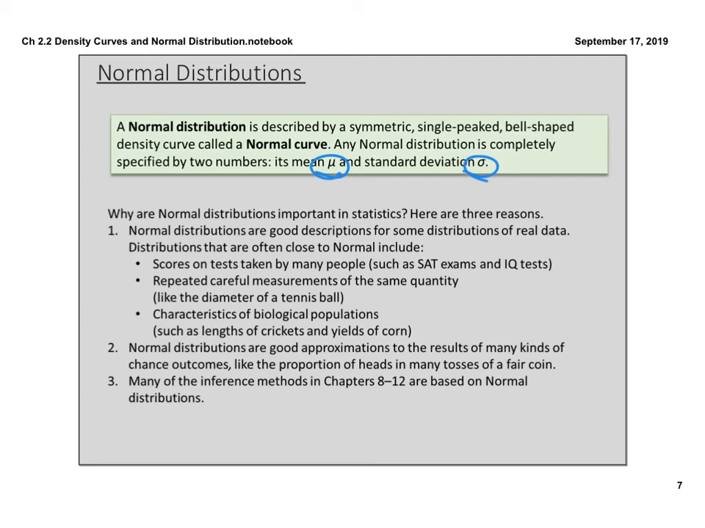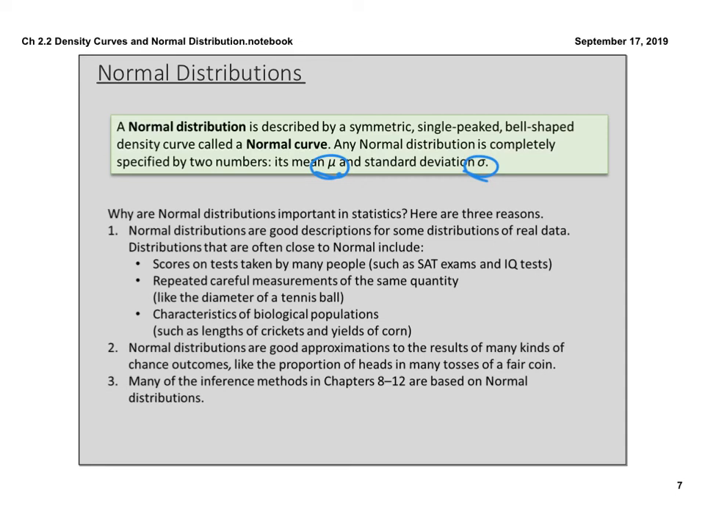Normal distributions are good descriptions for some distributions of real data. Distributions that are often close to normal include scores on an SAT or an ACT, repeated careful measurements of the same quantity, like somebody who might be doing quality control at a tennis ball factory, characteristics of biological populations, so length of crickets, yields of corn, anything like that that's growing, we're typically going to see a normal curve.